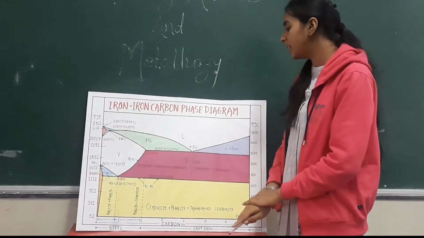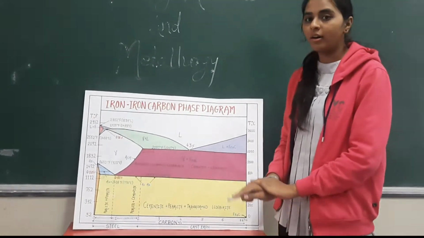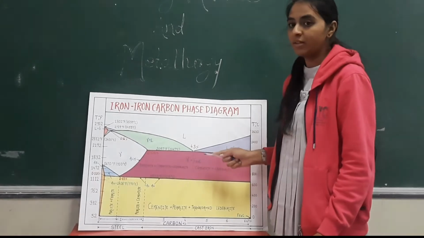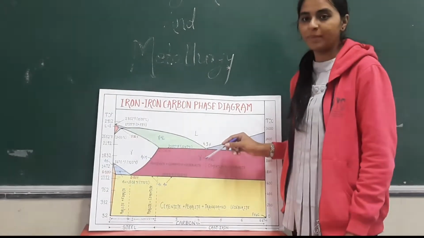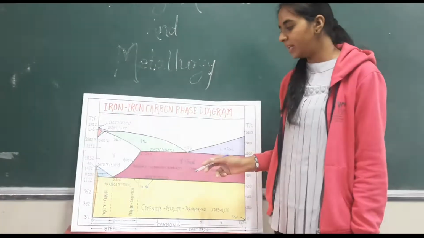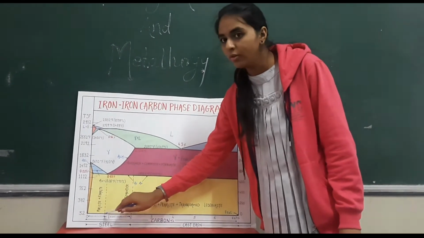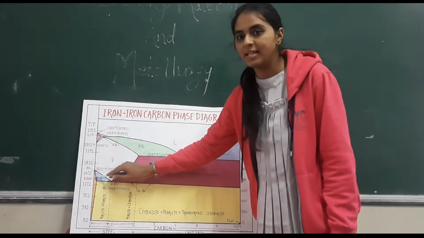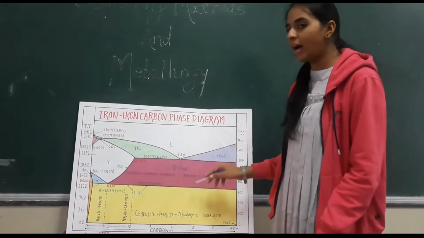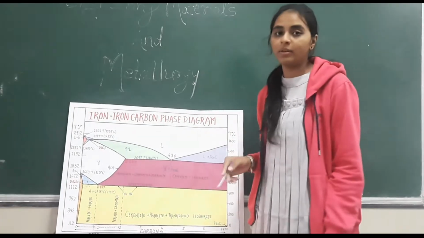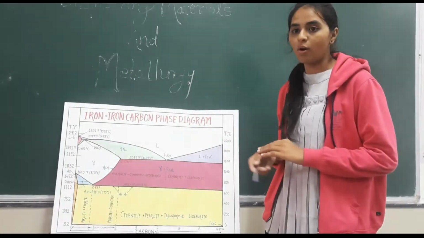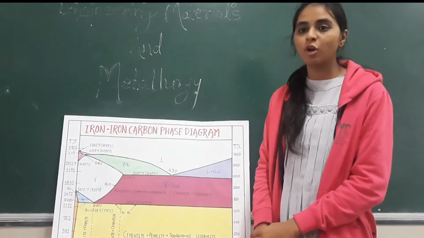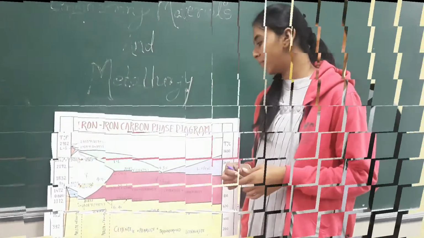Now delta ferrite. I am the interstitial solid solution of carbon in delta iron at high temperature. At high temperature, the maximum amount of carbon in me is 0.09% at 1493 degrees Celsius. I am similar to alpha iron, but the only difference is that I occur at a high temperature. And I am the softest structure found in the iron carbon phase diagram.